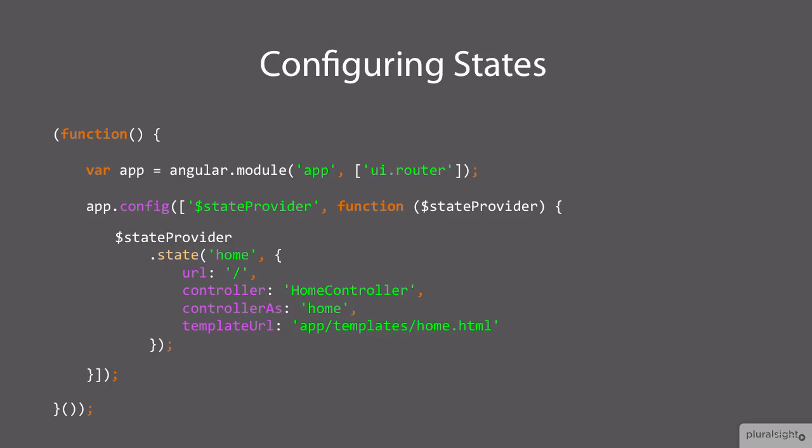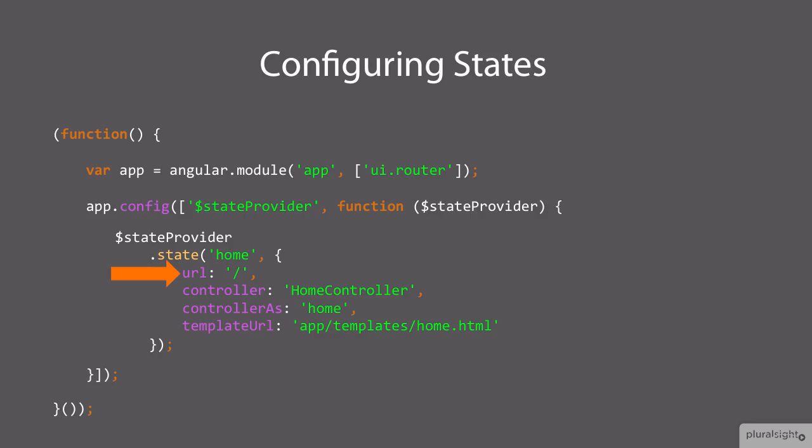You define an individual state by calling the state function on the state provider. The first parameter to the function is the name you want to give the state. The name is the primary way you'll refer to the state when performing transitions in your app, so as with any variable name, try to make it clear what it refers to. The second parameter to the state function is a configuration object. I'm only showing a few of the available properties here, but we'll see some others a little later.